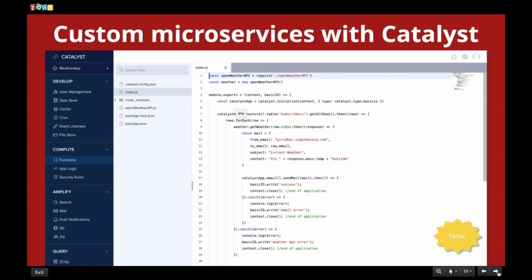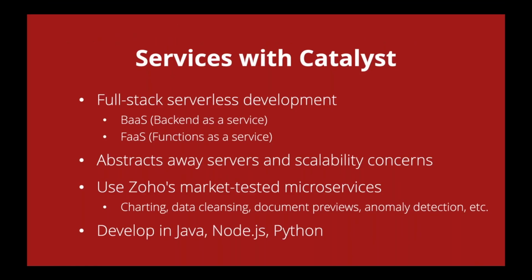Okay, and then the newest part of the platform, which allows you to really go far with your customizations, is called Catalyst. Catalyst is basically an AWS or Azure competitor, but in our opinion, even cooler than AWS. And that's because the cutting edge of Catalyst is that we give you tons and tons of business tested services that you can use out of the box.